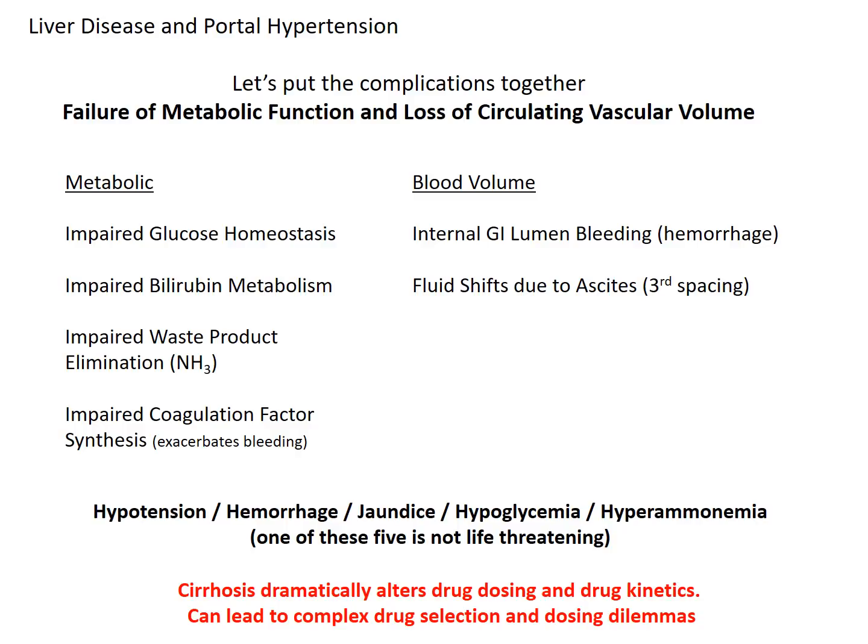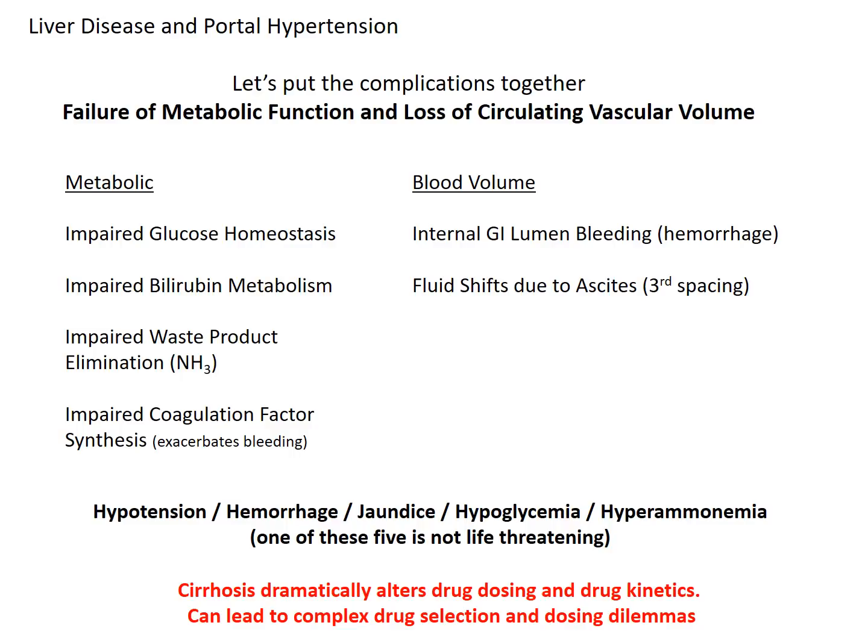Impaired glucose homeostasis can lead to hypoglycemia. Impaired bilirubin metabolism can lead to jaundice. Now, jaundice in and of itself is not going to harm you, but it's a nice marker to look at to see somebody who's got icteric sclera and skin and then work that up in terms of finding liver disease.